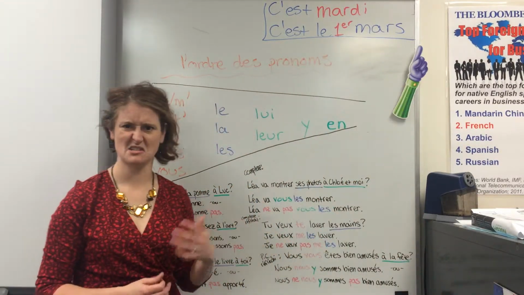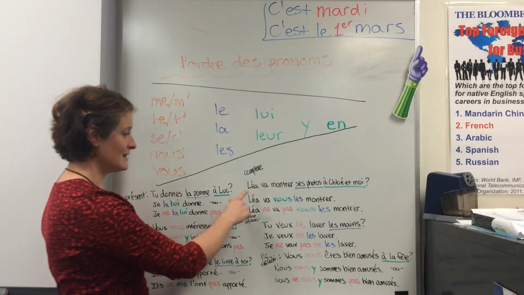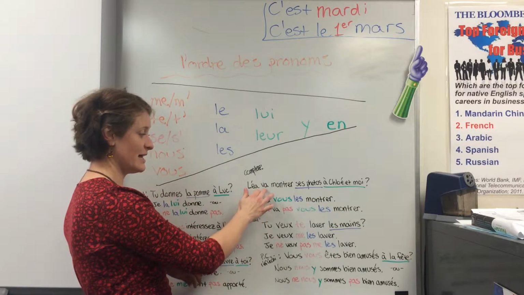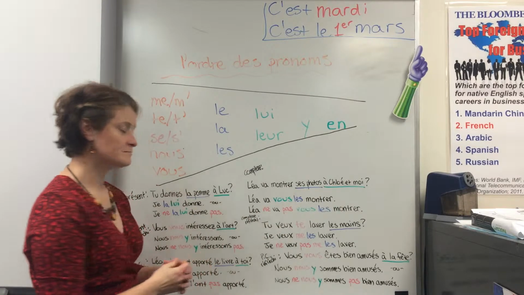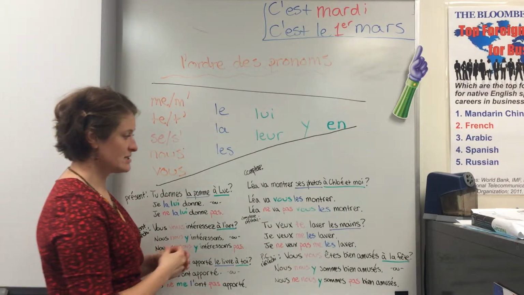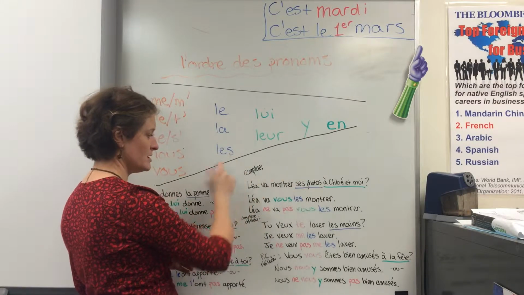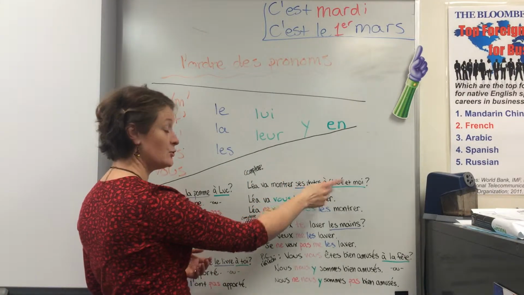Uh-oh, je dois rester ici, je crois. Ok, phrase complexe, oui. Léa va montrer ses photos à Chloé et moi. So, is Leah going to show her pictures to Chloe and me? All right. And so, ses photos, right? Direct object pronoun, them. So, we're going to say, yeah, Leah is going to show them to you, right?